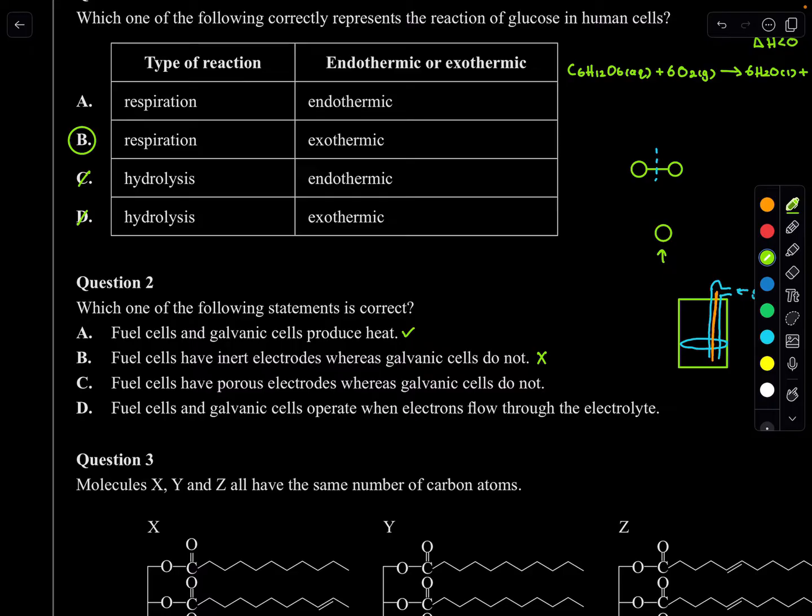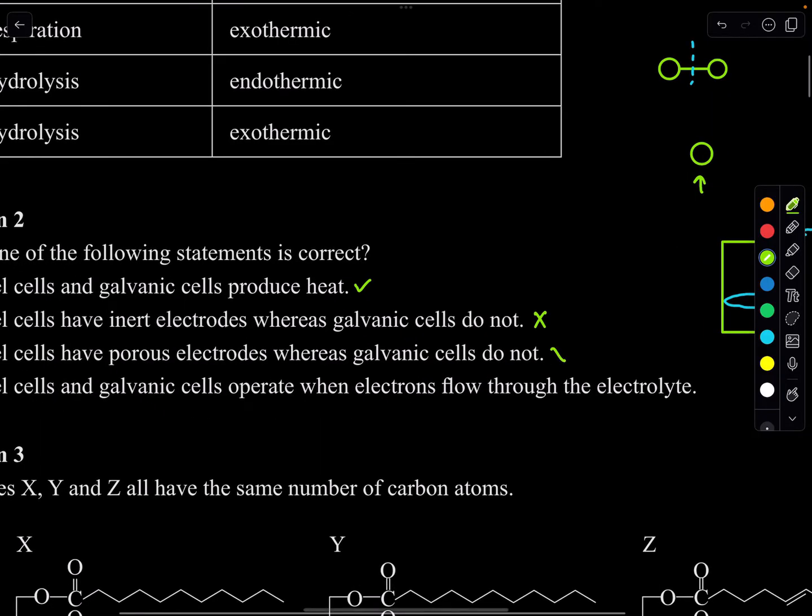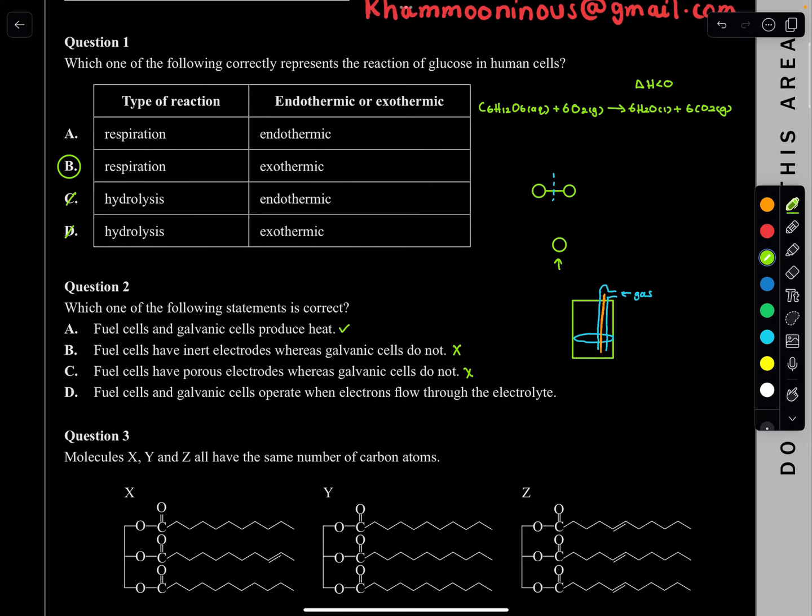Not true. Galvanic cells can actually have porous electrodes because, for example, you want to increase the rate of reaction. You basically make the electrodes porous, and that increases surface area and hence increases your rate of reaction. So I don't know what it means by galvanic cells do not. Some are actually able to have porous electrodes. That is wrong. They both can have porous electrodes.